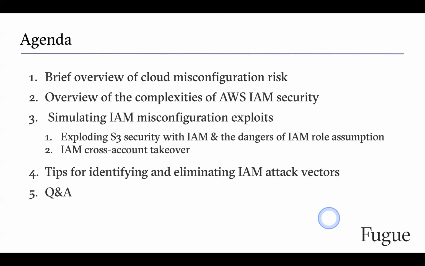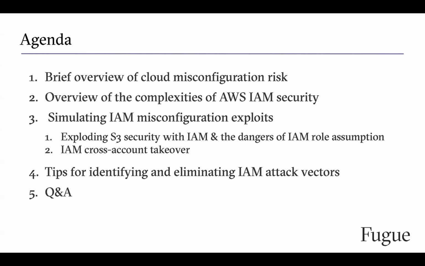So what are we going to cover today? Here's a brief agenda. One, we're going to do an overview of what is cloud misconfiguration risk. I suspect most of the folks on the call know, but we're going to walk through it a little bit. We're going to go through an overview briefly of the complexities of IAM security.